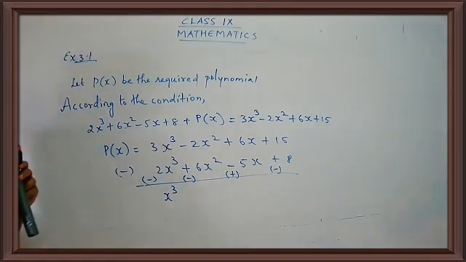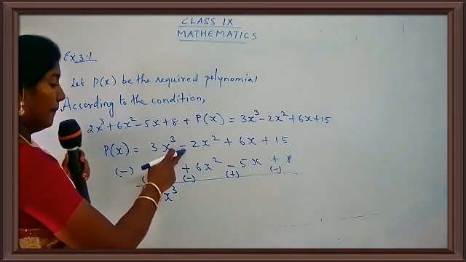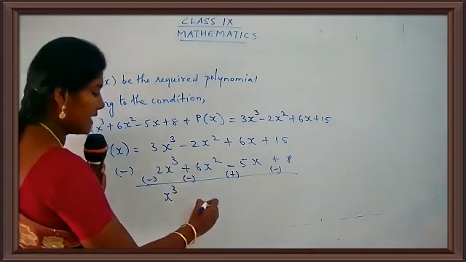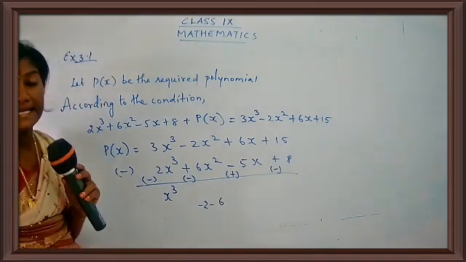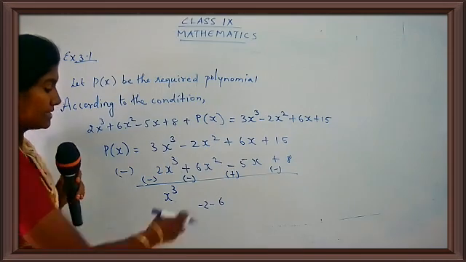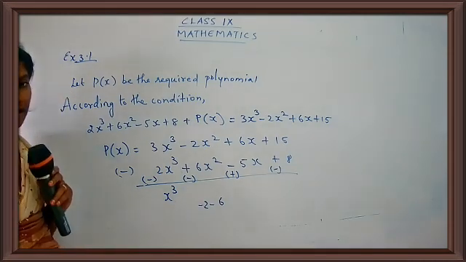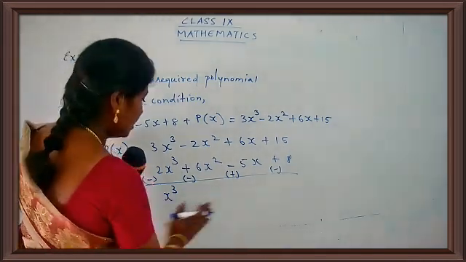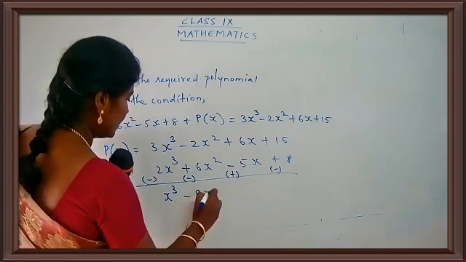No need to mention 1, okay? You just keep it as x. Minus 2 minus 6. What is minus 2 minus 6? Minus 8. Minus minus plus. So 6 plus 2, 8. And since both the terms are minus, you have to write down there minus 8. So put here minus 8x square.